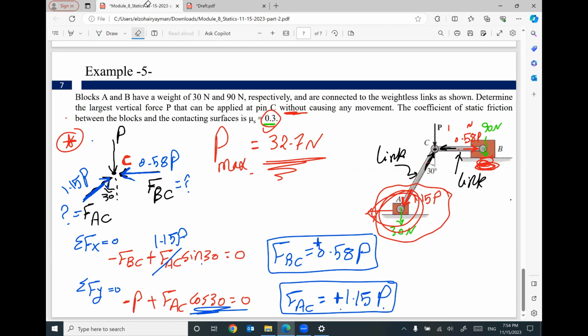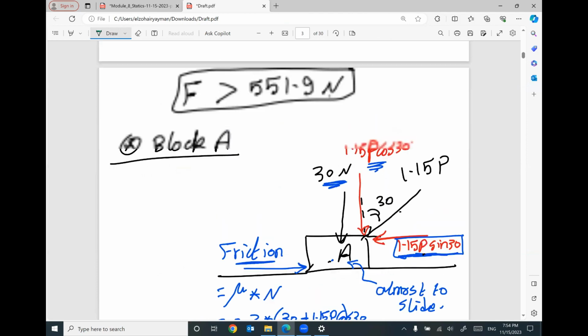Does that make sense? So this problem is a little bit complicated, but you have to think about it. The first step to think about this problem: at the point C, we have two links and the applied force. I solved this point C. I did joint equilibrium to find out the force in this link. This force will be here also in the opposite direction with the same value. And the force in this link will be the same, but in the opposite direction on the other side of the same link.